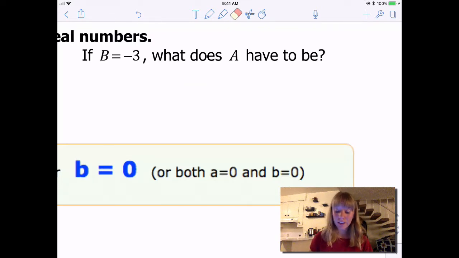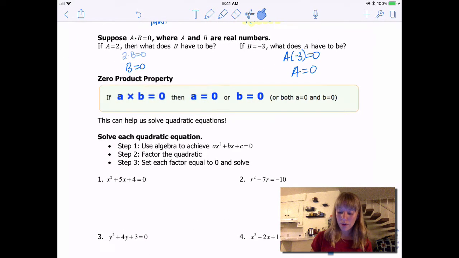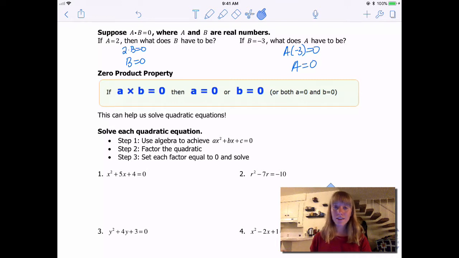So on the other side, if we have B equal to negative 3, A times negative 3 is 0, we know that A absolutely has to be 0. So if A times B is 0, either A is 0, B is 0, or both. So what we were looking at is make sure we know where the multiplication sign is, and then one of the two factors has to be 0 as long as our polynomial or our multiplication problem is equal to 0.